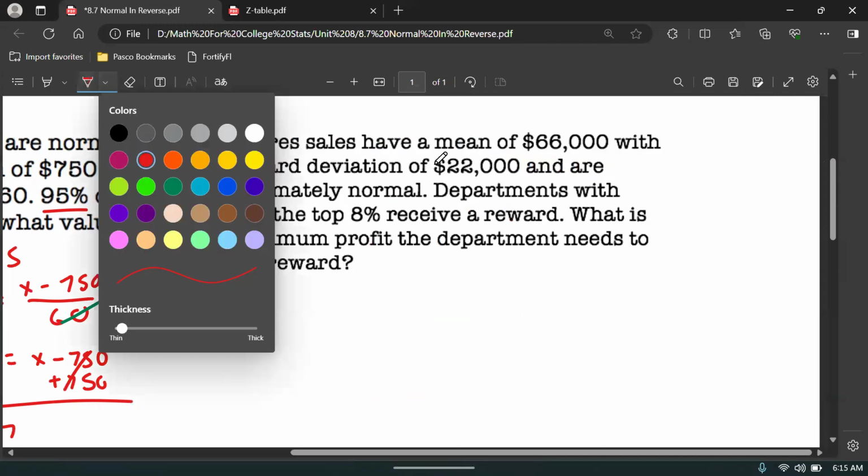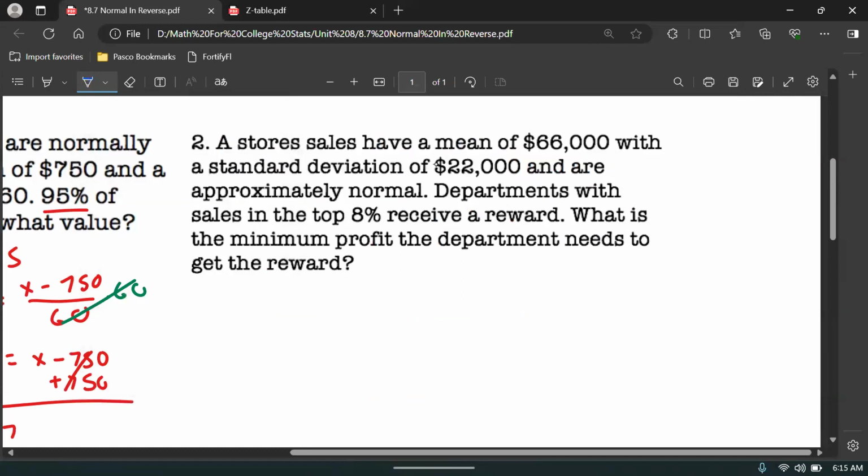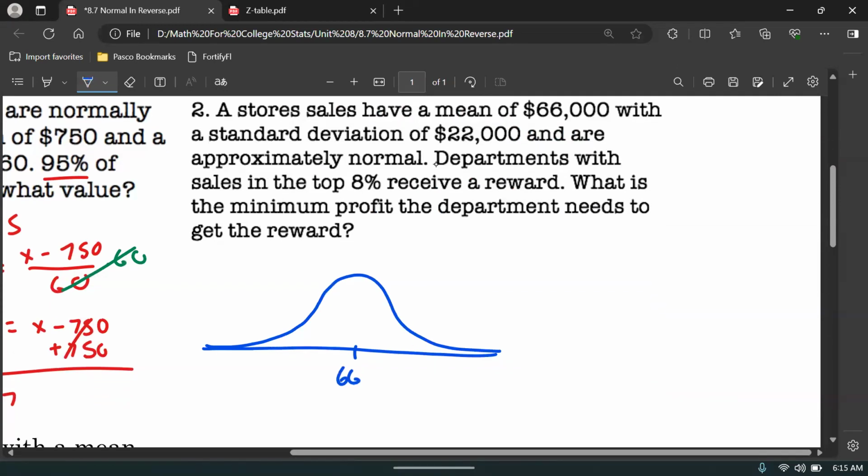All right, so again, let's kind of draw it out. So the mean is 66,000. I'm just gonna put 66. The standard deviation is 22. So if you add 22 each time, you're gonna get 88, 110 and 132. If you subtracted 22, you'd get 44, 22, 0.